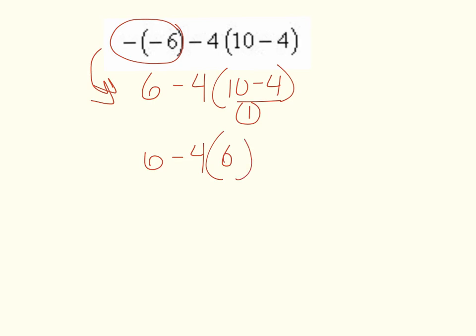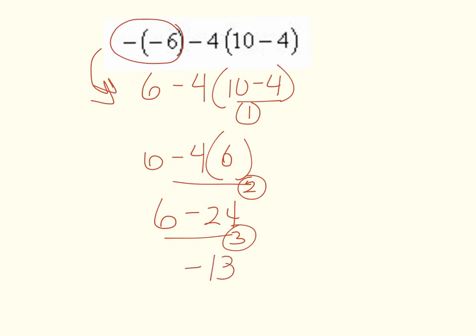Now I look at this and say, well, I've got to multiply next. So I have 6. I have an odd number of negatives here. 6 times 4 is 24. So when I subtract this for my third step, I end up with a negative 18. Because again, larger number carries, different signs I subtract. So that's the process of working through it.